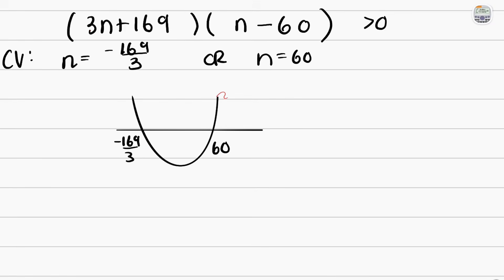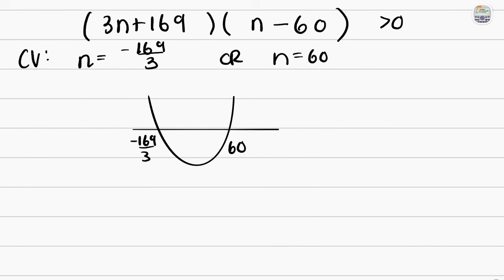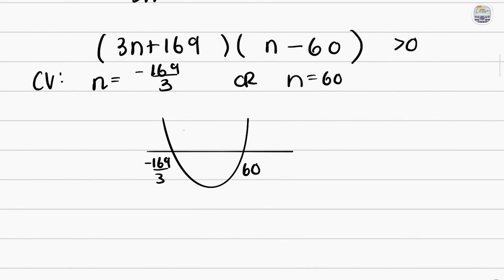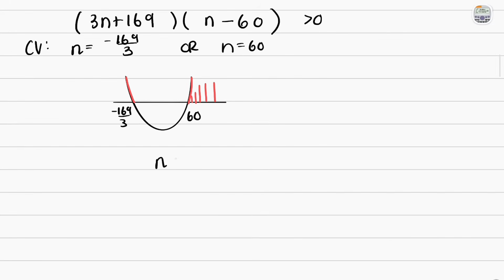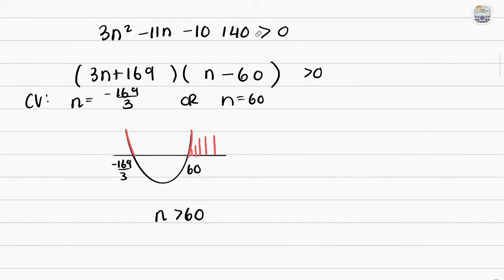The y values are greater than 0 where the graph is above the x-axis, and less than 0 where it's below. So we're only going to look at parts of the graph that lie above the x-axis. That's over here, and that's over here. You don't have to really consider this one so much because we're not even going to work with that critical value. Do you see that if you line this part down to the x-axis, these are values that are greater than 60? So we can simply say n is greater than 60. This would be the answer to our inequality.